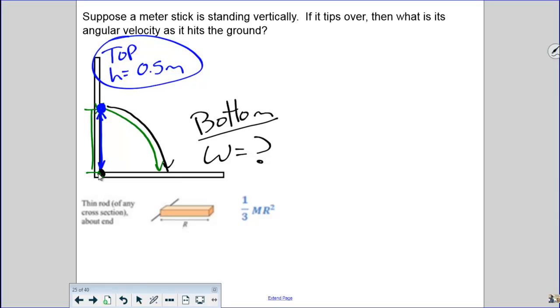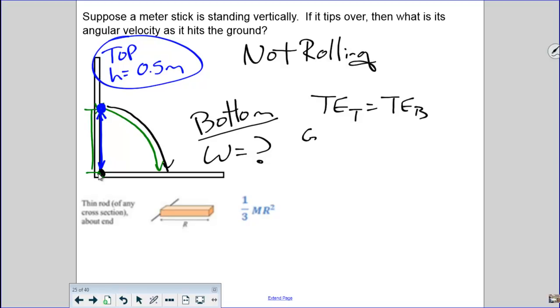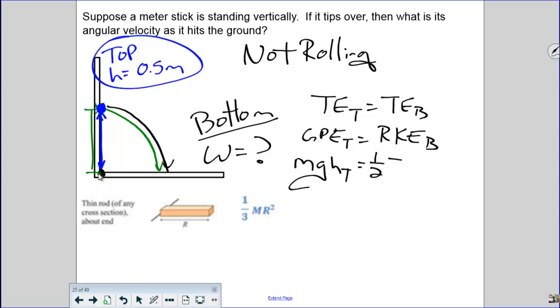Okay, so this is different from the 2 examples I've done before because it is not rolling. So I can no longer use that total kinetic energy equals (1 plus b) times KE thing. So here's all we're going to do. The total energy at the top is equal to the total energy at the bottom. So the GPE at the top is equal to the RKE at the bottom. GPE at the top is mass times g times height at the top. That's got to equal 1/2 I omega at the bottom squared. And now we can just plug in our numbers, right? Because this is a thin rod, here's our equation for I.